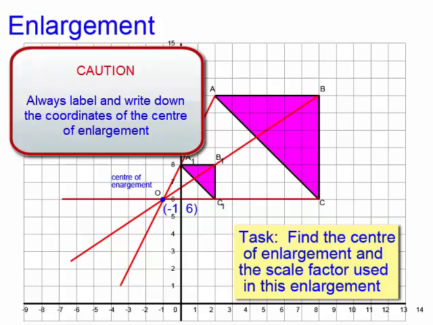And the centre of enlargement is located at the coordinates -1, 6. Having found our centre of enlargement, we have now defined by what scale the larger triangle has been reduced. And by virtue of the fact that the large triangle has in fact been reduced, we know the scale is less than 1. But how do we calculate the exact scale?